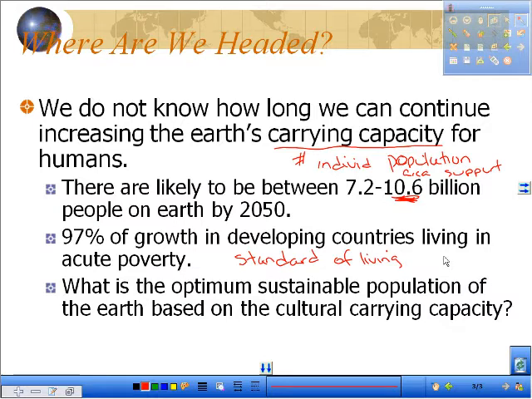Is that worth it? The question that I want you guys to keep in mind throughout this entire unit is the core question, the core controversial question of this unit. What is the optimum sustainable population of the Earth based on the cultural carrying capacity? And how does this make a huge impact on your answer?